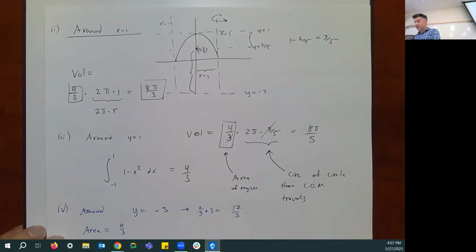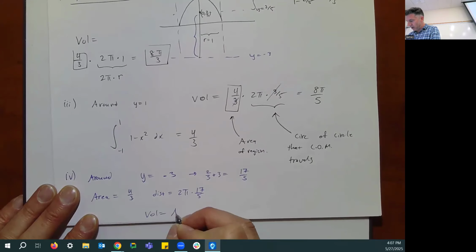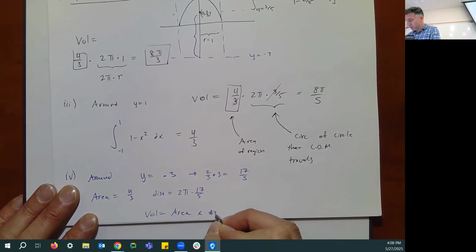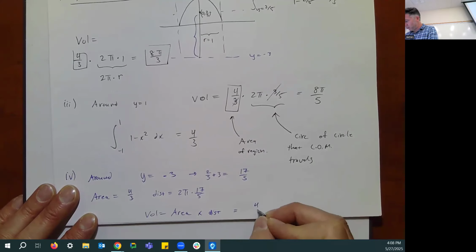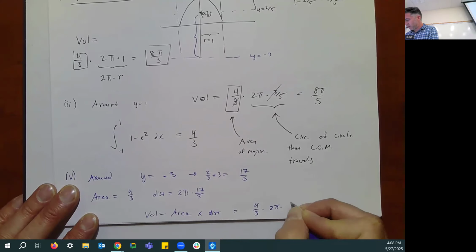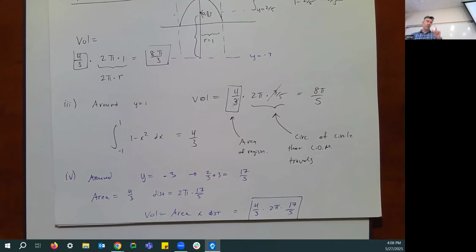And so the distance that the center of mass is going to travel is 2 pi times 17/5. And then the total volume is going to be the area, two-dimensional, times the distance, one-dimensional, to get a three-dimensional result of volume, which will be something terrible: 4/3 times 2 pi times 17/5. Who needs to simplify? That's kind of the idea with Pappus's theorem. You find all these pieces and it's like you're gluing them all together to get a final answer.